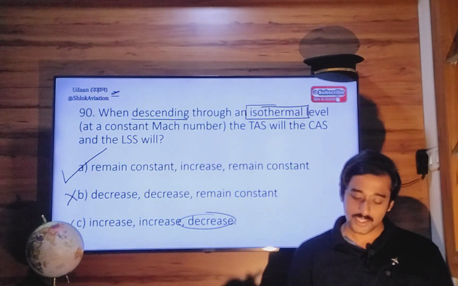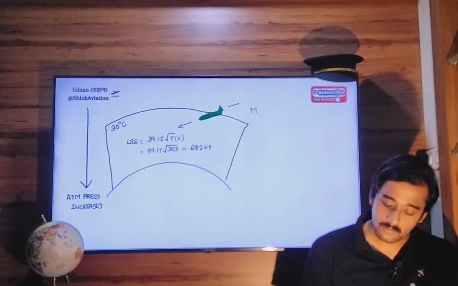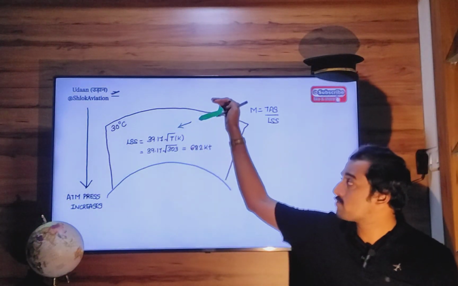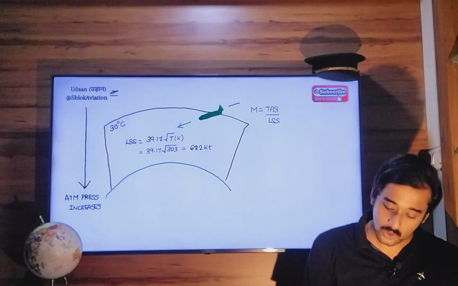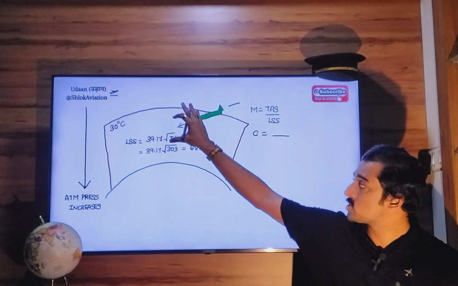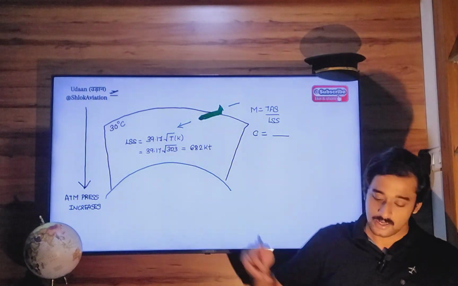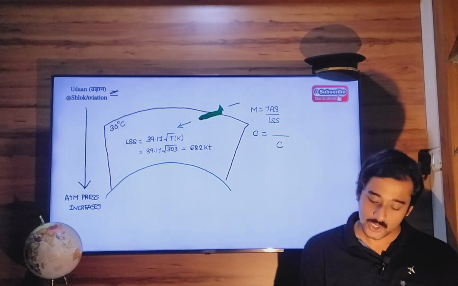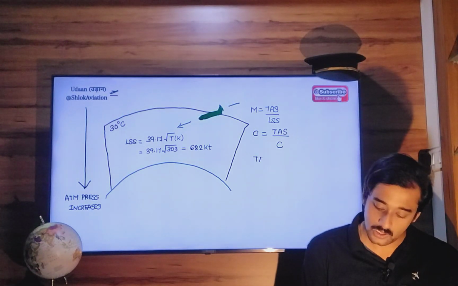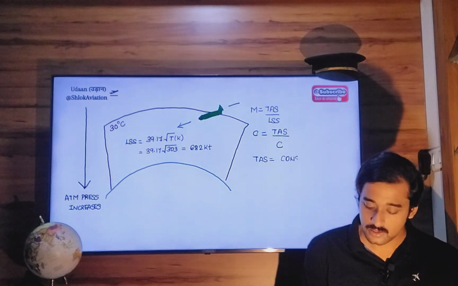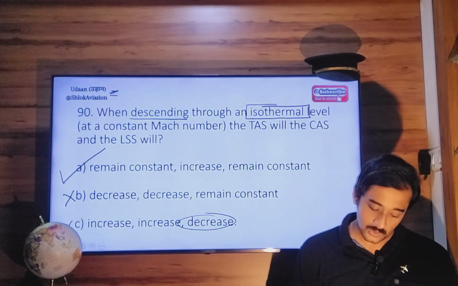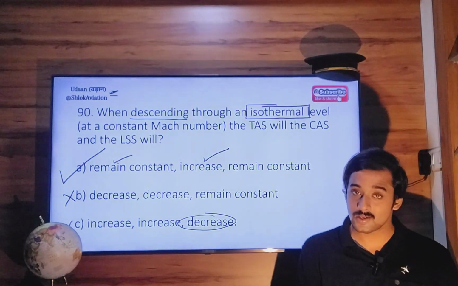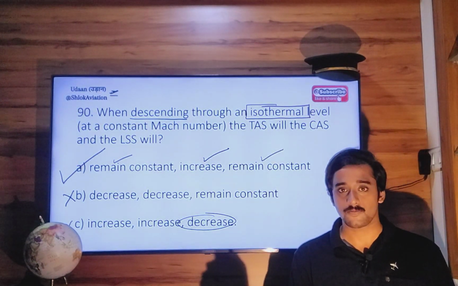So that means your true airspeed. Now, your Mach number equals true airspeed divided by local speed of sound. Now you're descending at a constant Mach number, so Mach number 0.5 everywhere. Local speed of sound is also going to remain constant in this isothermal layer. So your true airspeed will therefore also be constant. That will also not change. You will descend at a constant true airspeed. So calibrated airspeed increases, local speed of sound remains constant. Important conceptual question.